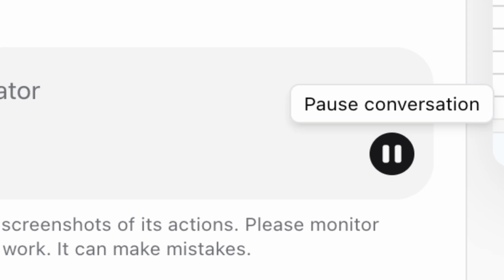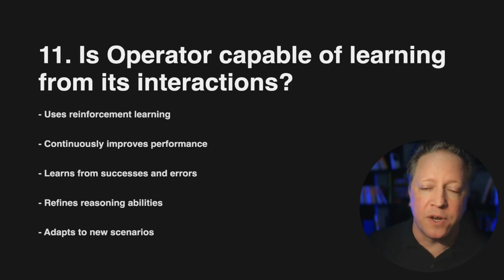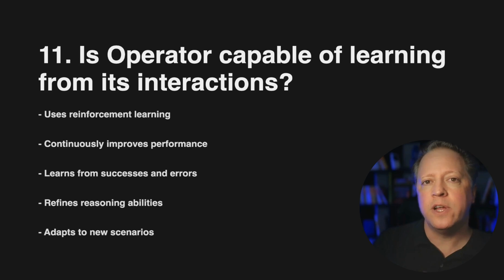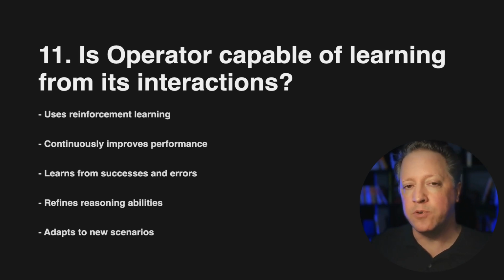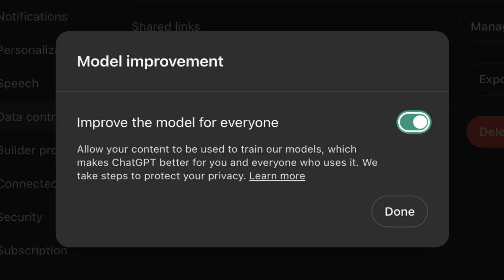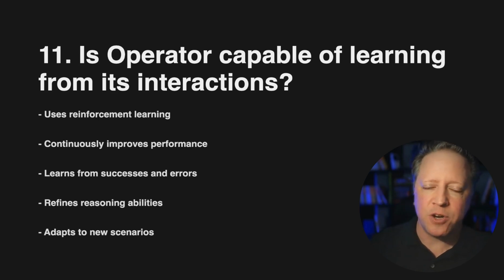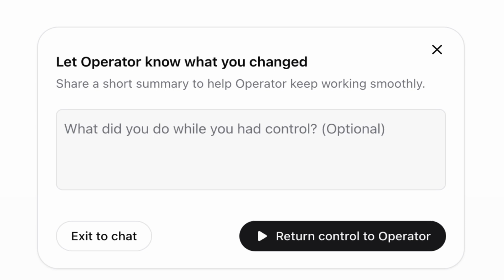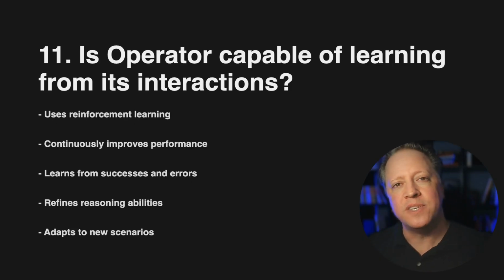One of the things you can do too is interrupt Operator as it's working and tell it to do something differently. Is Operator capable of learning from its interactions? Well, yeah, it's using reinforcement learning, it's continuously improving performance. You can, by default, share your interactions with it to OpenAI so they can improve it. But if you don't want to, you can turn that off and keep everything to yourself. That's fine. I tend to share this because I want the models to get better faster. And you can also give it input. If you tell it to do something differently, you can tell why, and it will learn why you did that task one way instead of the way it thought it was supposed to do. And this continues to improve and it's able to adapt to new scenarios.